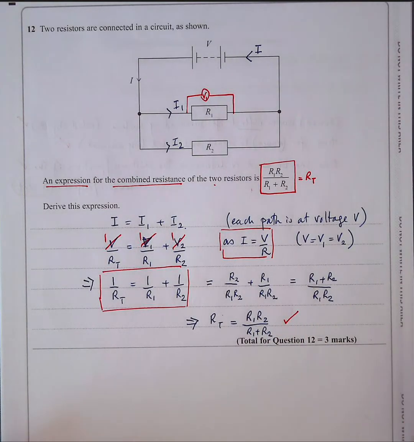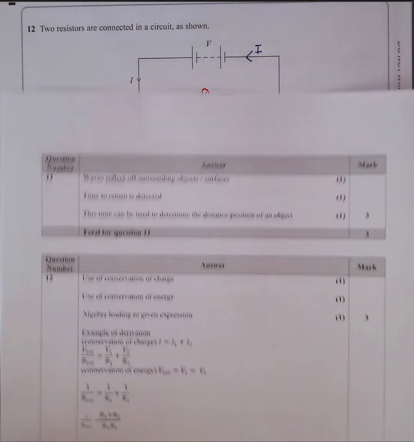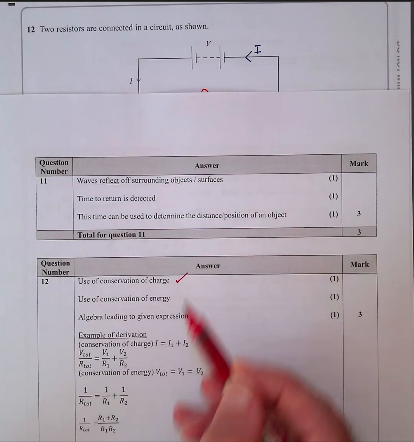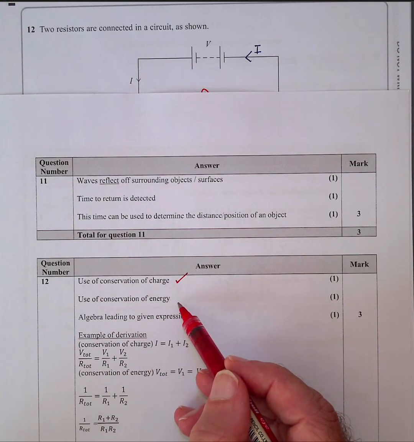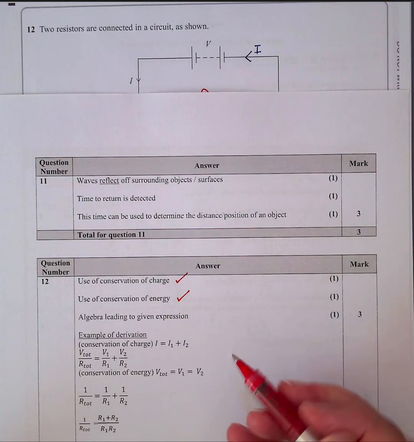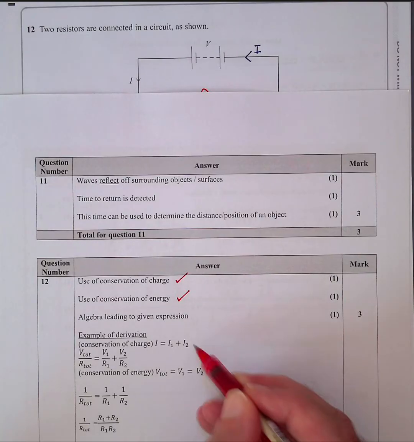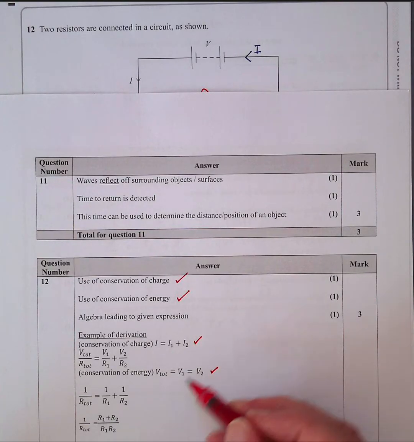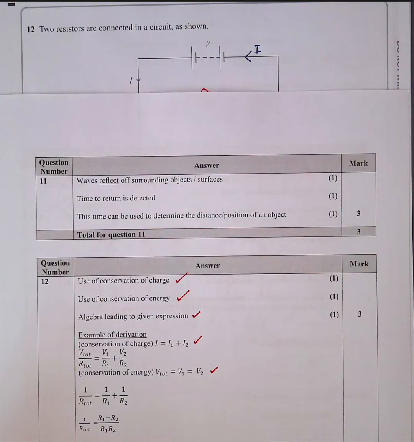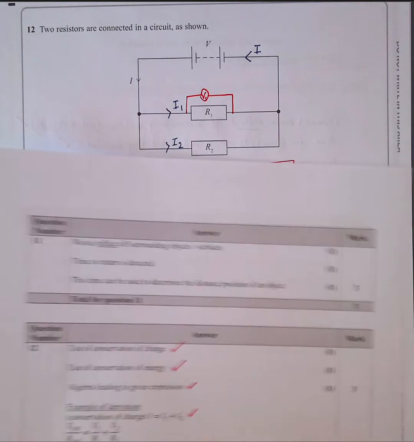3. Looking at the mark scheme, you get 1 point for realizing the current splits up, 1 point for understanding there's conservation of energy. In other words, the total voltage is the same, so that's the point they're making there. And then 1 point for doing the algebra correctly. Okay, so that's question 12.